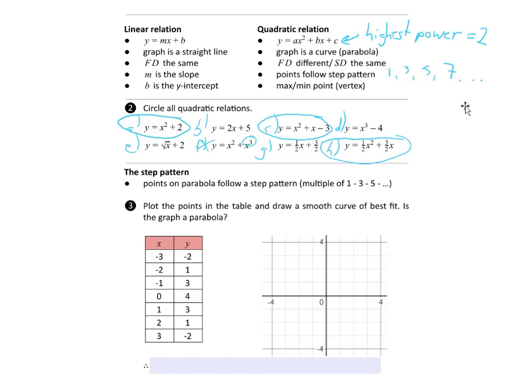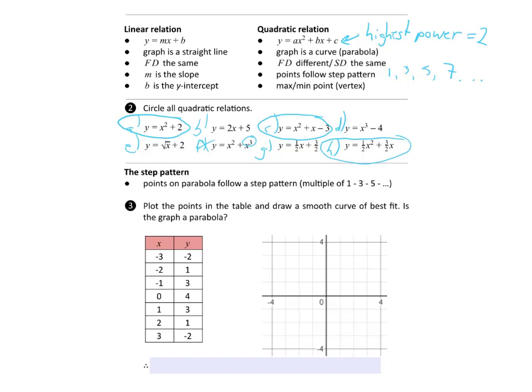So now we're going to learn a little bit more about the step pattern. Points on the parabola follow a step pattern, which is the multiples of 1, 3, 5, 7. So we need to plot the points in a table and draw a smooth curve of best fit. Here we're just going to plot the points and then draw a curve of best fit, and then I'm going to ask you if it's a parabola.